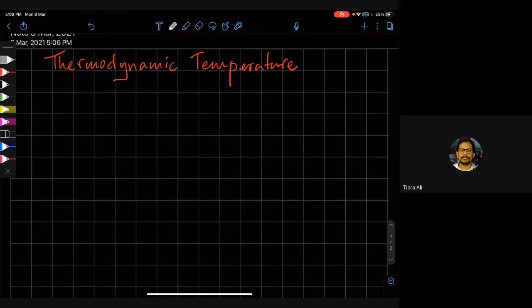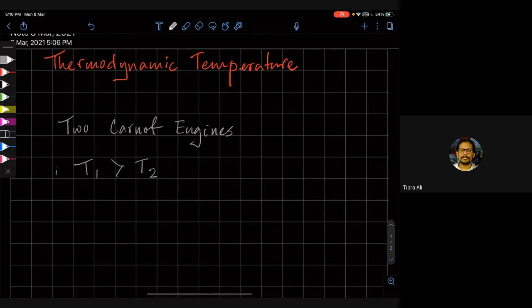Okay, so what is the setup? The setup is that suppose that we have two Carnot engines, and one is run between the temperature T1, which is greater than T2. This is Carnot engine number 1. And the second one is run between temperature T2 and temperature T3.